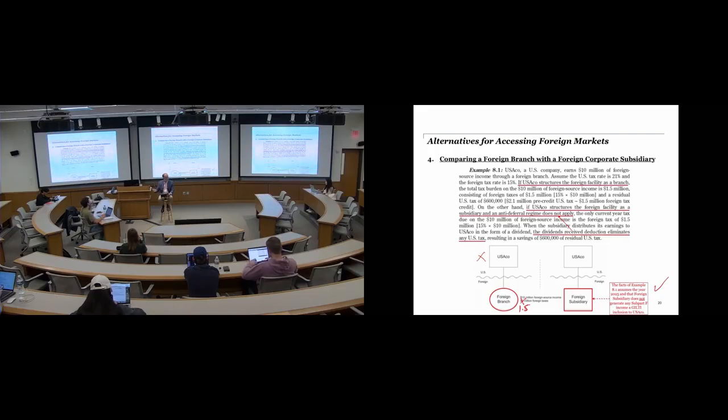So it's just going to show you that in this instance, if I do the business in branch form, I'm going to layer on additional U.S. tax. Corporate form, I may not. Now, if you flip this on the head and you say, oh, what if the foreign branch was losing money? And that's where on the left-hand side it would be better because those losses would flow to the U.S.